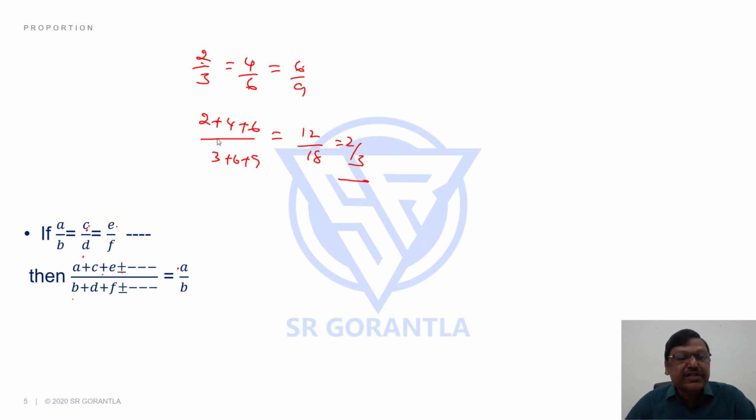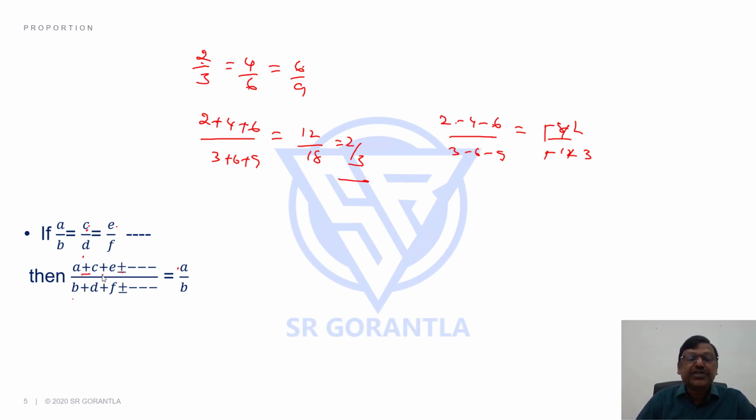And this applies for even subtraction also. Suppose if I write 2 minus 4 minus 6 by 3 minus 6 minus 9, how much will it be? It will be minus 10 by minus 8. It is minus 12. Minus minus gets cancelled. 8 by 12 is 2 by 3, or not? Yes. So this applies not only for addition, even for subtraction. Very useful rule again in simplifications of equations.